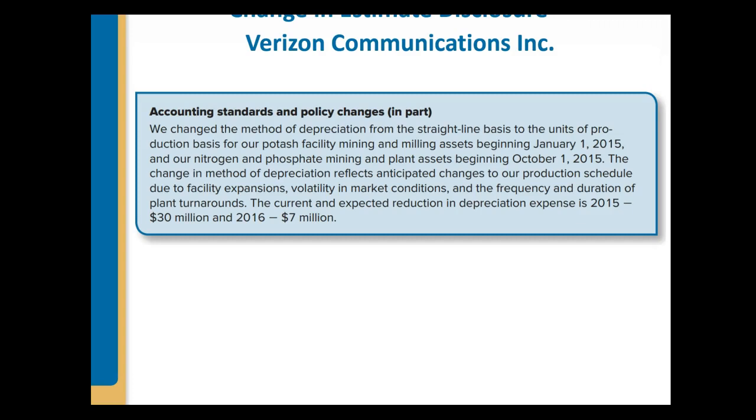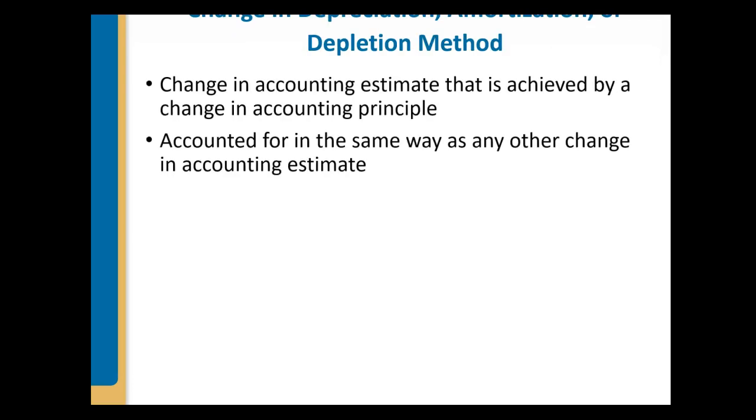The change in method reflects anticipated changes to our production schedule due to facility expansions, volatility in market conditions, and the frequency and duration of plant turnarounds. So the current and expected reduction in depreciation expense is $30 million for 2015 and $7 million for 2016.